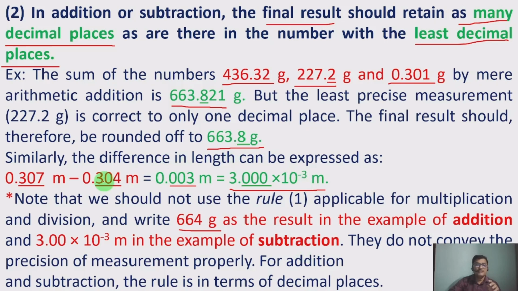Here in this also, as these two numbers have three significant figures, we can keep the three significant figures, so we should not do this. We cannot round it off like this. What is the reason? They do not convey the precision of measurement properly. If you use the rules interchangeably, they cannot convey the precision of measurement. For addition and subtraction, the rule is in terms of the decimal places. This is just for discussion.